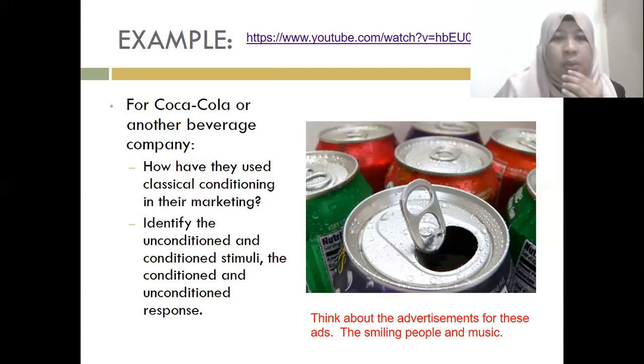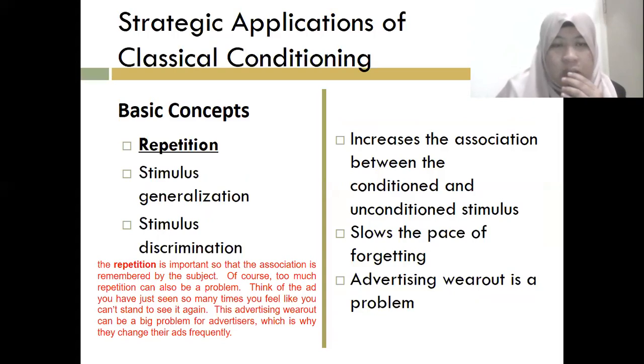Alright, so we move to the strategy applications of classical conditioning. We actually have three elements here. Number one, we have repetition. So what does repetition mean? Of course, it is the behavior of repeating the same thing again and again. In Islam, this is what we do when we recite the Quran. We need to repeat and repeat again because we want to make sure that we memorize it. That is the power of repetition, because it can help you more in how you want to learn something.